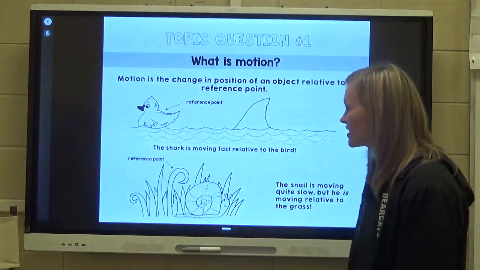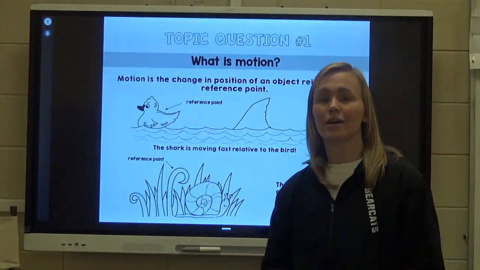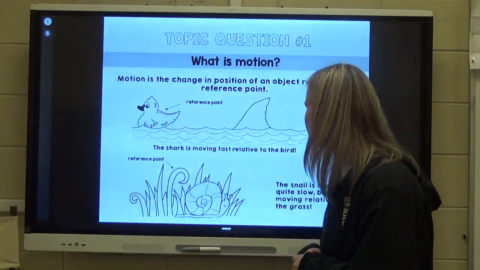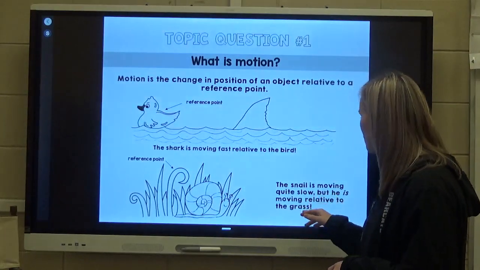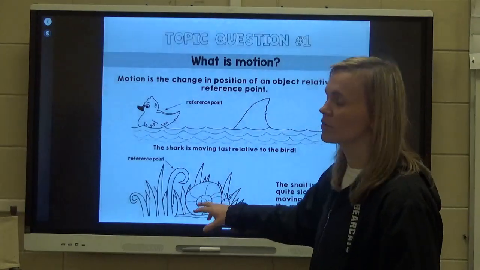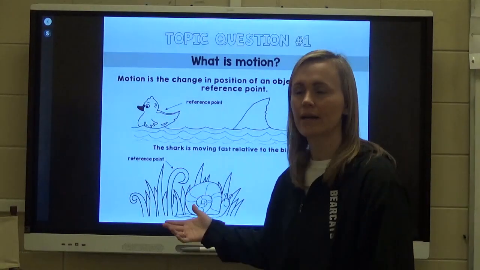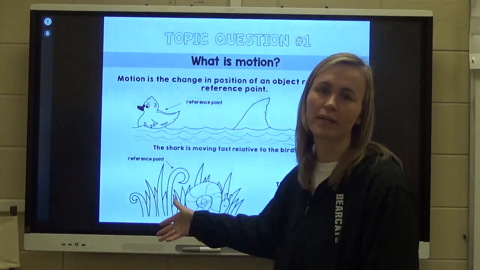At the bottom, we have a snail and a blade of grass. While we know snails are slow, it is actually moving relative to the grass. So the grass isn't moving, and although the snail is moving very slowly, it's still moving, considering our grass, the reference point, is not moving at all.